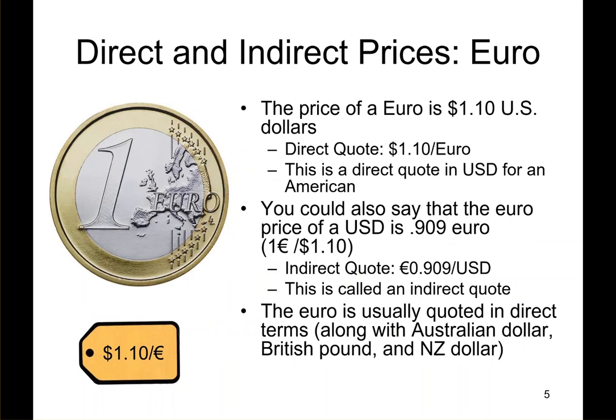Here's another commodity. It's called a euro. At the time, a euro was selling for about $1.10. That's a direct quote for this one coin for an American. Now, I can take 1 over 1.1, which is 0.909, and quote the price as 0.909 euros per dollar. So I can say it costs $1.10 to buy a euro, but it costs 0.9 euros to buy $1. Now that's an indirect quote. When I say 0.9 euros to buy $1, that's an indirect quote for a euro for an American.